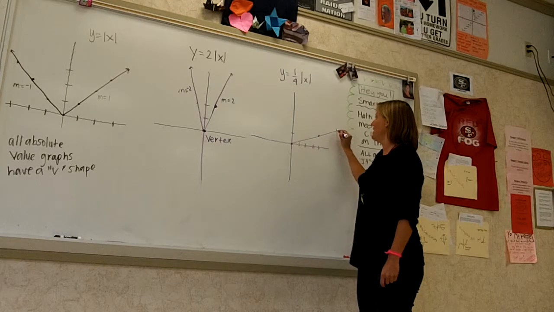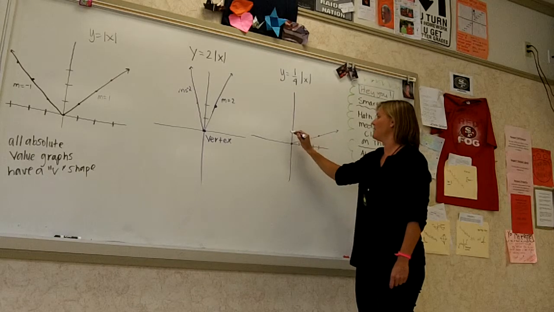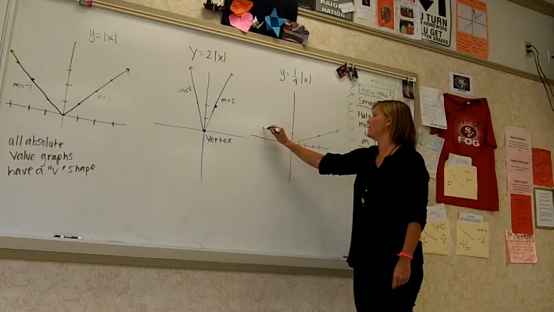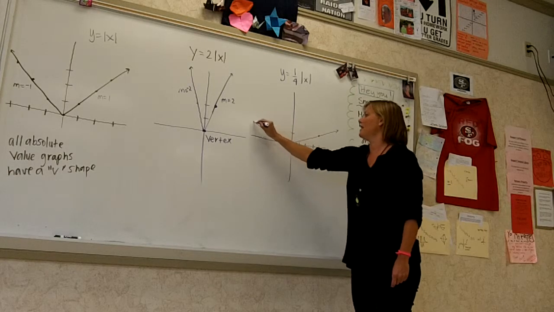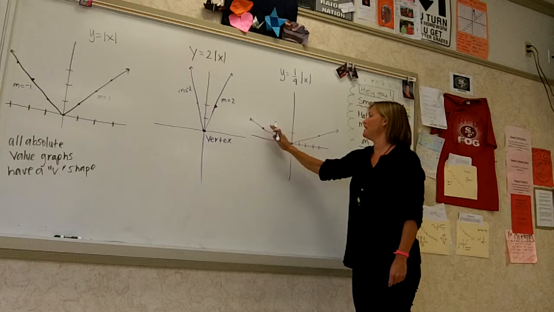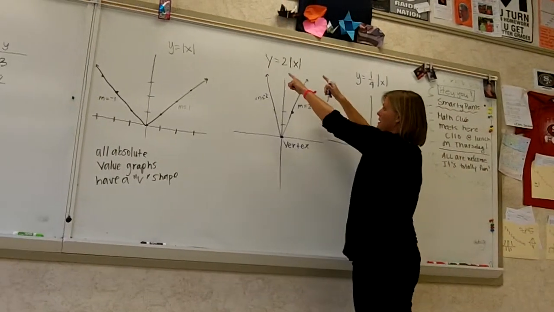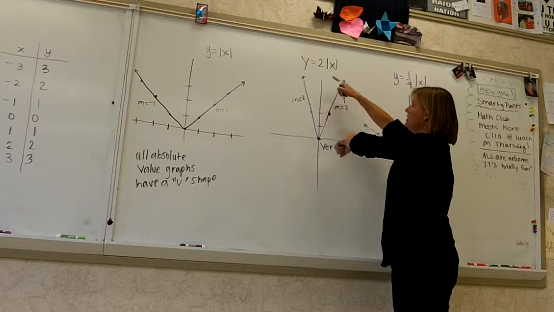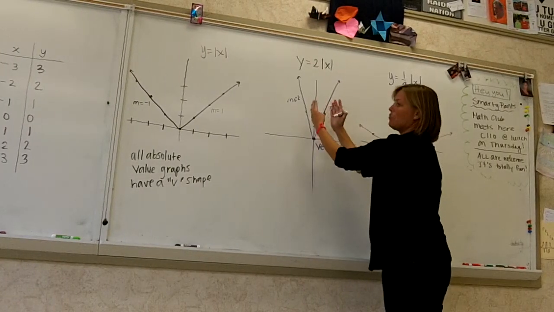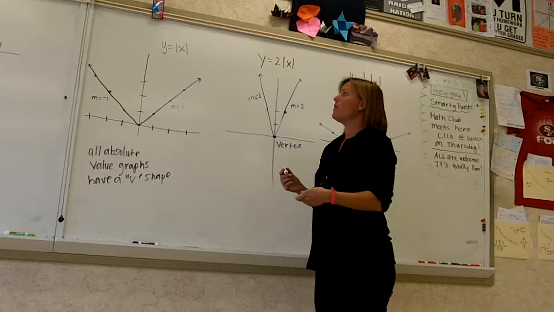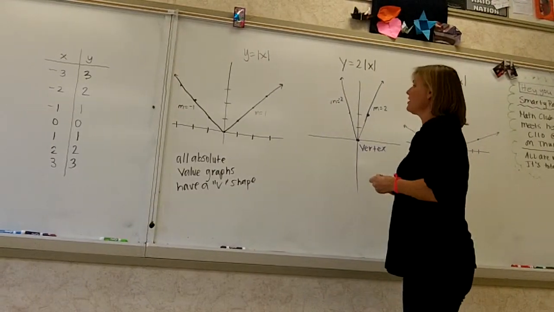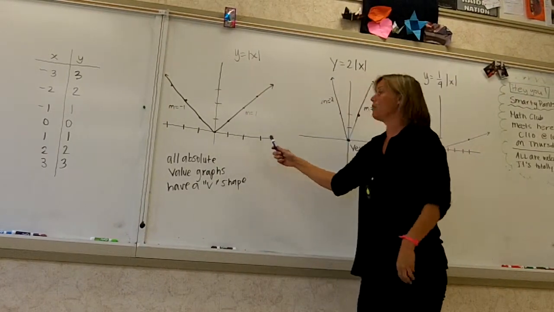I would connect that. And then on the left-hand side, I would go up 1, left 4. And then I would connect it like that. So it looks like a fraction is going to make it a wider V, and the absolute value, the whole number, is going to make it more narrow. So if you notice, these are all having their vertex at the origin.